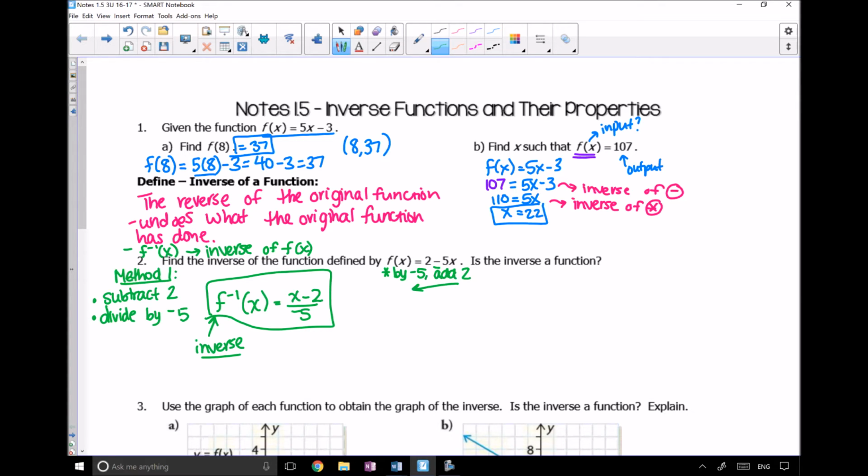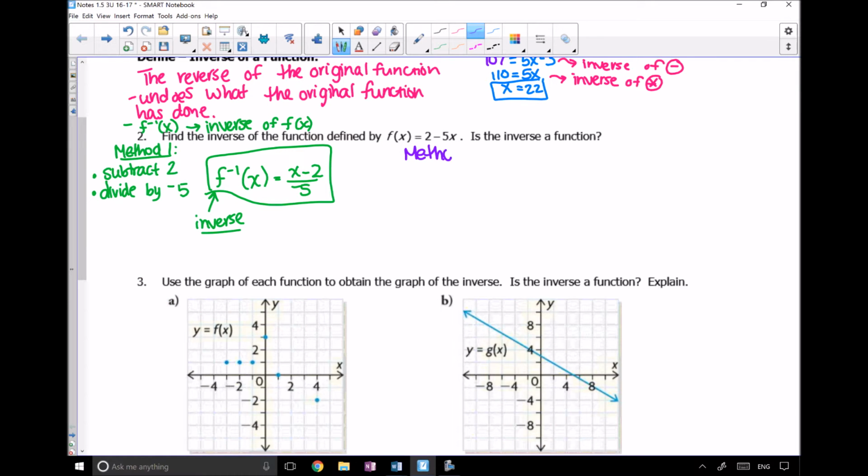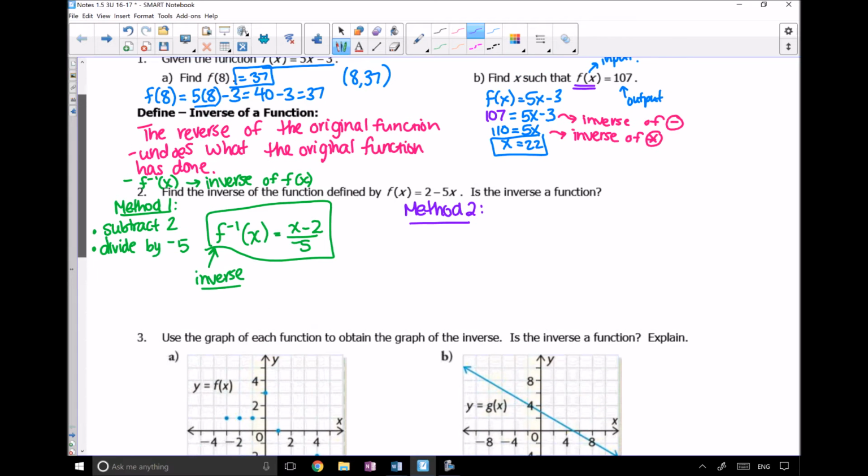All right, awesome. So to do method 2 now, essentially what we're doing when we're finding an inverse is we're doing the reverse of the original function. When you do the reverse, you're just going to switch your inputs with your outputs. So we're going to swap inputs and outputs.